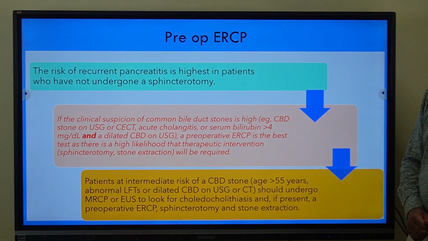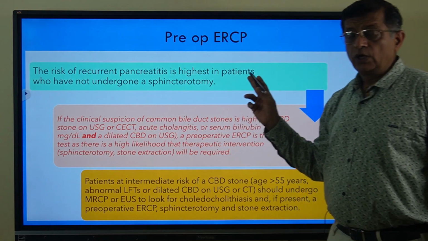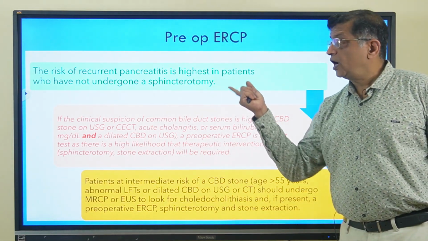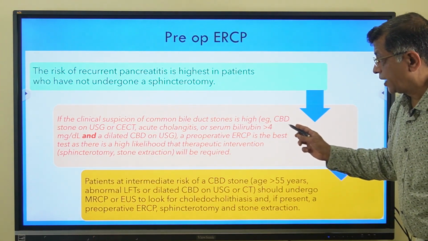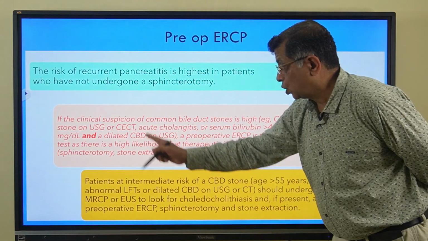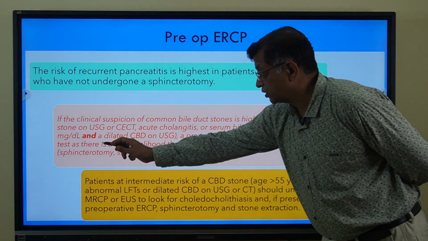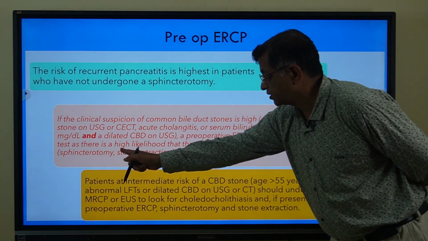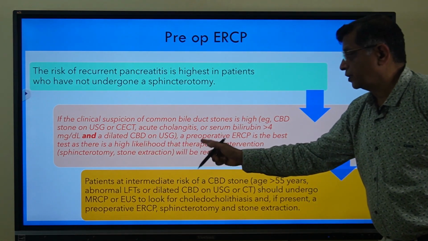If you plan to do a cholecystectomy, sometimes you are required to do a pre-op ERCP. The risk of recurrent pancreatitis is highest in patients who have not undergone sphincterotomy. So if there is evidence of CBD dilatation or a stone or a stricture, you may have to do a pre-op ERCP. If the clinical suspicion of common bile duct stones is high, for example there is a CBD stone on USG or CECT, or there is acute cholangitis, or serum bilirubin is more than 4 milligram per deciliter and dilated CBD on USG, a preoperative ERCP is best, and there is a high likelihood that the therapeutic intervention, that is sphincterotomy or stone extraction, will be required.